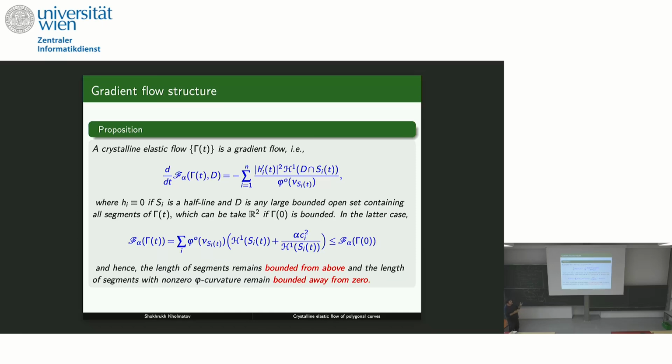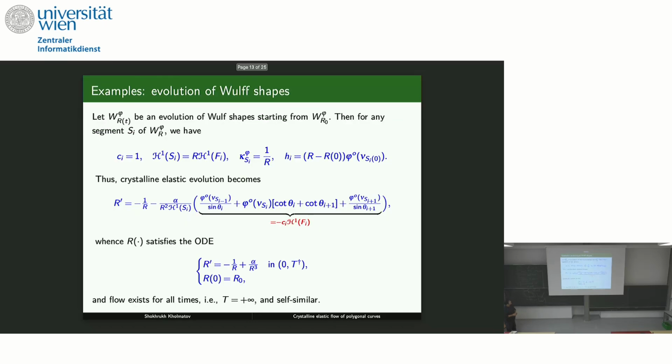And then let's consider some small examples. In the case of Wulff shapes, let's say I'm considering some Wulff shapes evolving by crystalline elastic flow, and in this case, I can explicitly compute curvature like this, and velocity, I mean this signed distance, is exactly like this. And here you see this weight which is coming in the denominator of the velocity part. And if I put it here, then what I get is this formula.